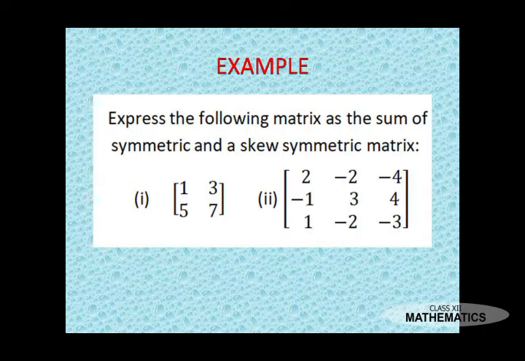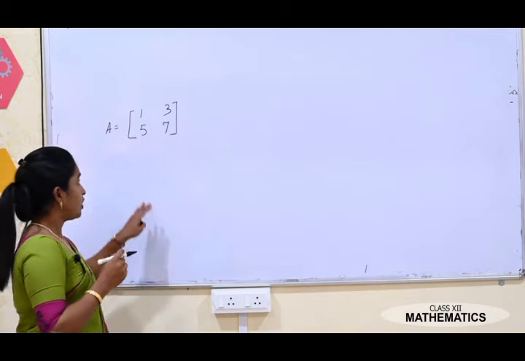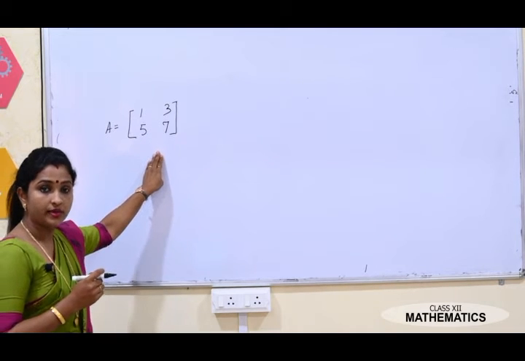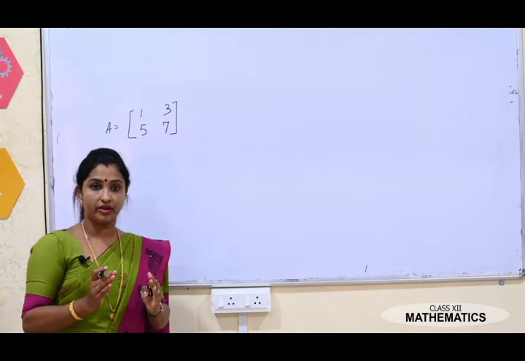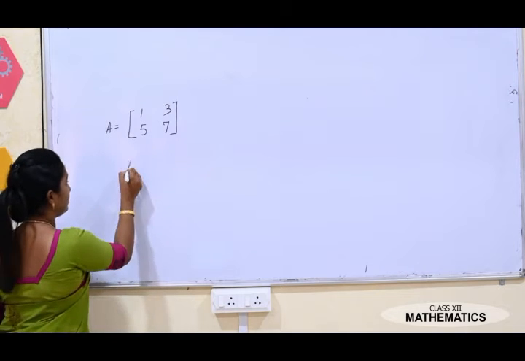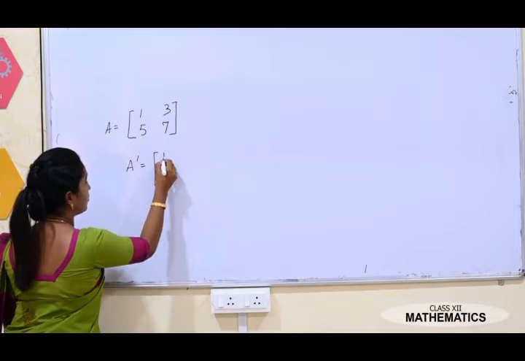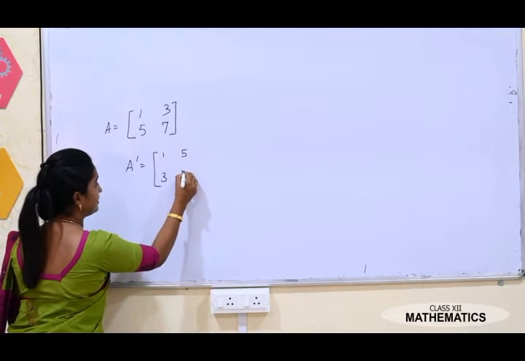Now you can see in this example, express the following matrix as the sum of symmetric and skew symmetric matrix. That means you have to apply the same result which I have just now explained to you, okay? You can see in my first question, it's a square matrix 1 3 5 7. So now you can see here A is equal to 1 3 5 7. You have to express it as a sum of symmetric and skew symmetric matrix, okay? So first thing, you have to find A dash. What is A dash? You have to transpose it: 1 3 5 and 7.